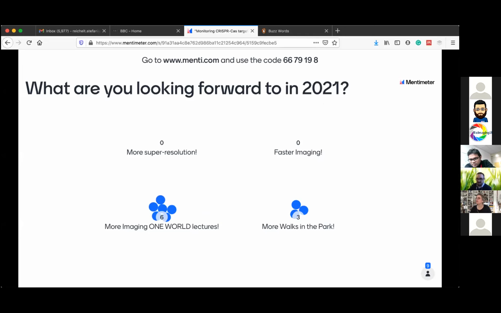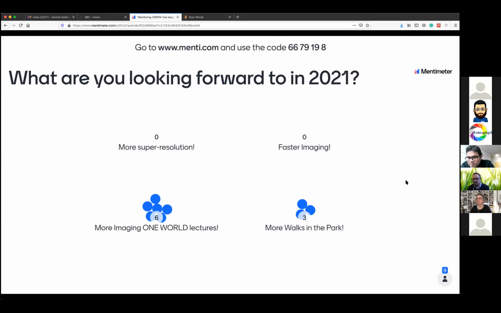I think that should work fine. So the question was, for 2021, what are you looking forward to most? More super resolution, faster imaging, more imaging ONEWORLD lectures, or more walks in the park? And I'm very pleased to say that a lot of people seem to say more imaging ONEWORLD lectures. It's maybe a bit biased to ask this, but thank you. There are more and more people joining, so it takes a little bit of time until everybody's there. I hope I've set it all well.